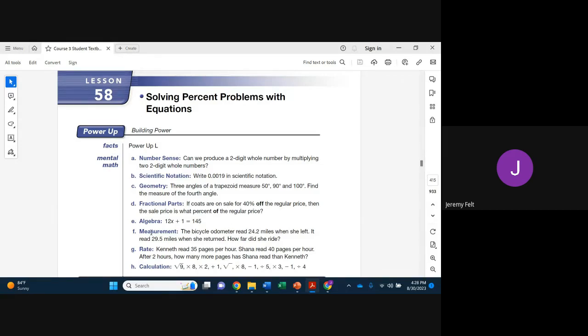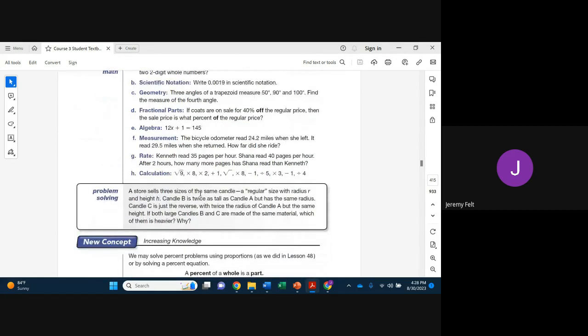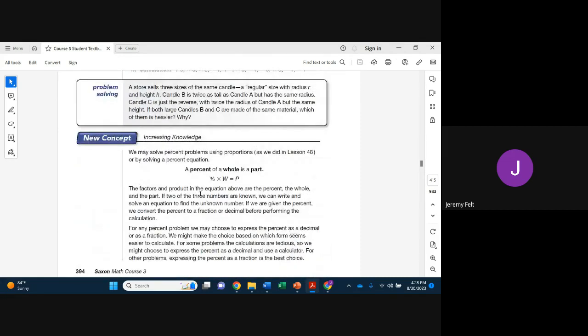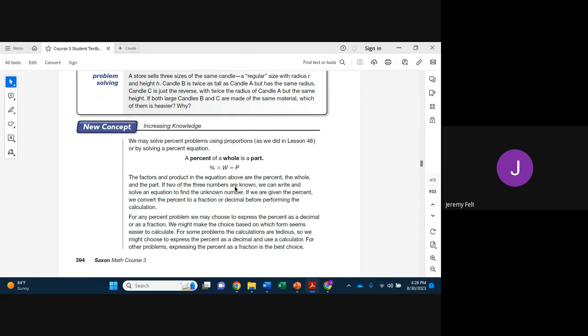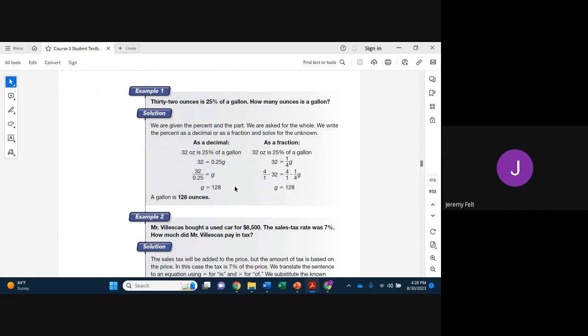So this one, we're solving percent problems with equations. Okay, so percent of a whole number is a part. We know that obviously 75% of something is going to be less than 100% of it. So all the parts added up, if we're talking about a whole, add up to 100%.